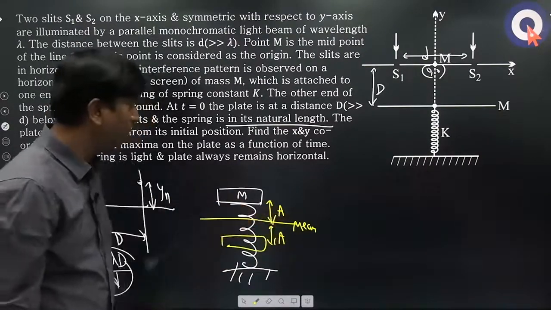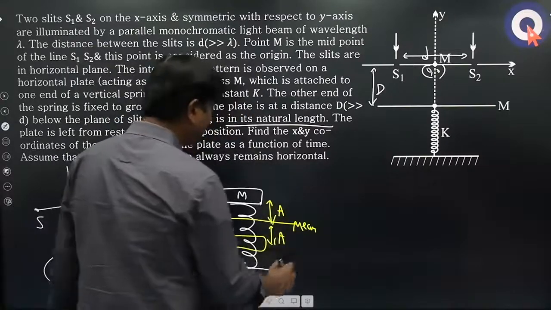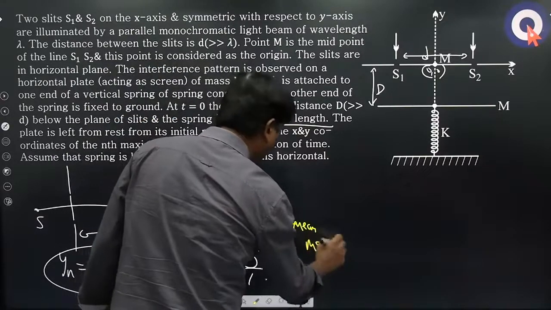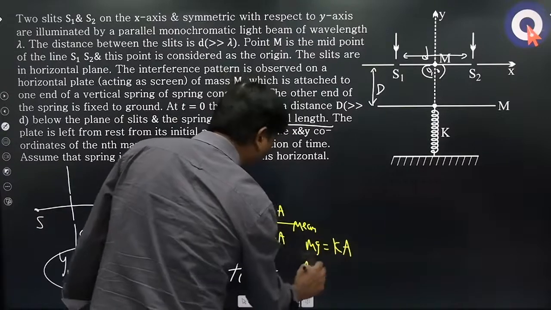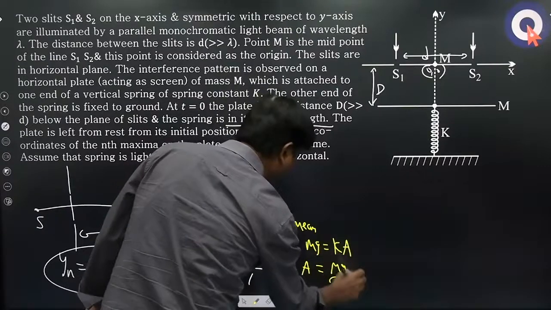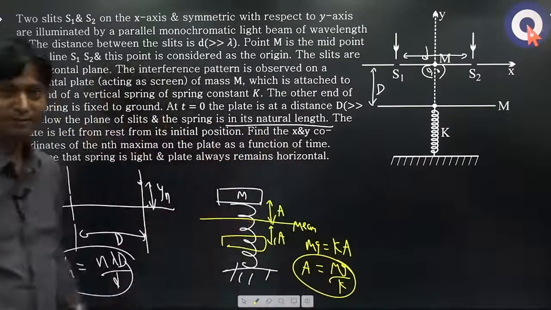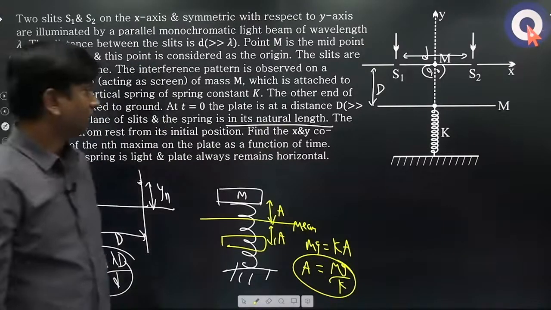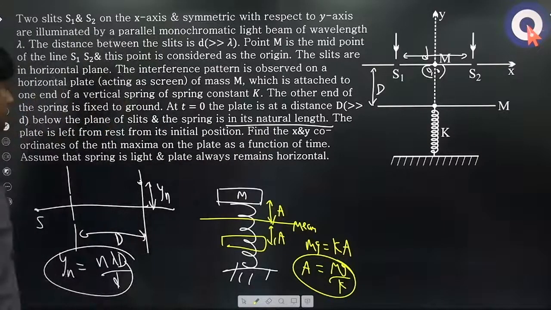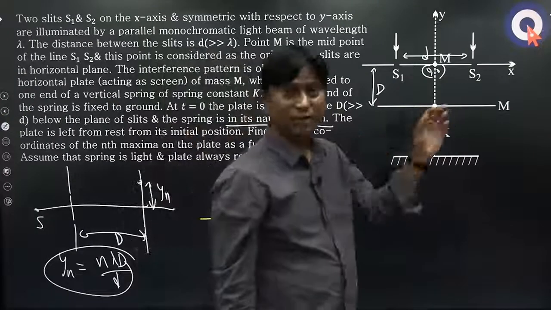So how do you find the mean position? mg is balanced by kx. So mg is equal to k into x, meaning the amplitude only. So your amplitude you will get as mg by k. This is separate. Okay. Right. Like that, here also the plate is oscillating.